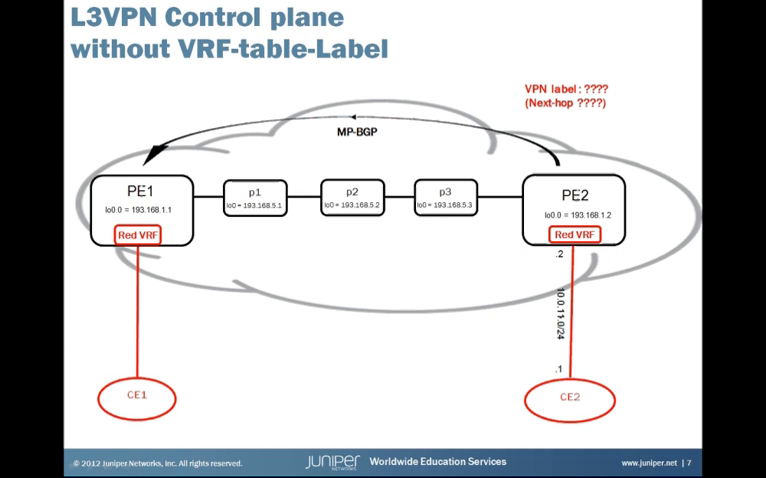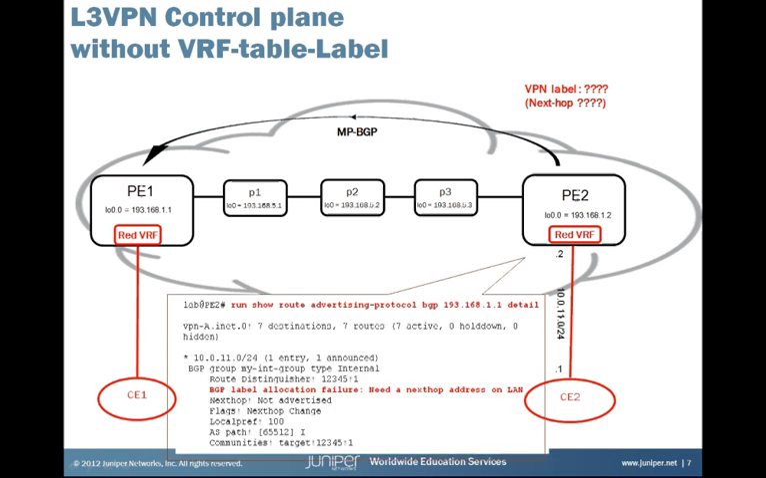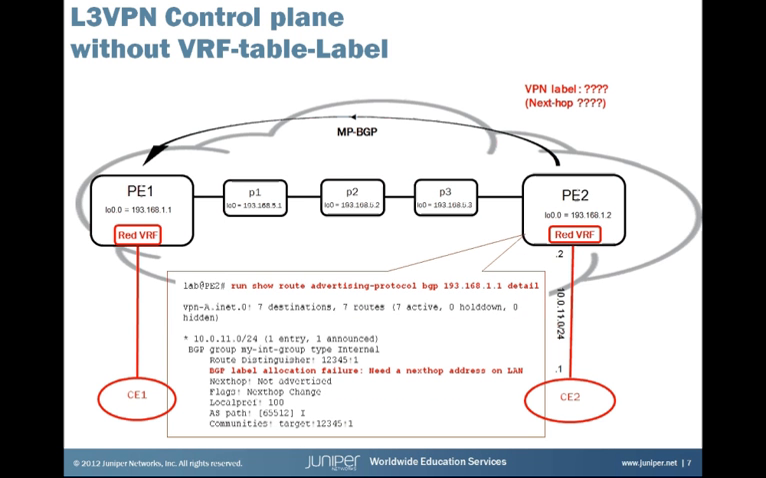But what about this case, where the PE cannot find the next hop, as there is nothing advertised from the CE, and the PE-CE link is an Ethernet segment? Maybe because the CE is just a host directly connected to the PE. As you can see, we have a BGP label allocation failure, as it needs a next hop address. By just adding VRF table label, it will work, as we will explain later on.